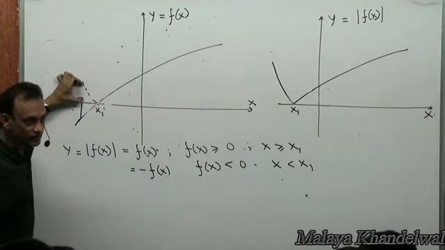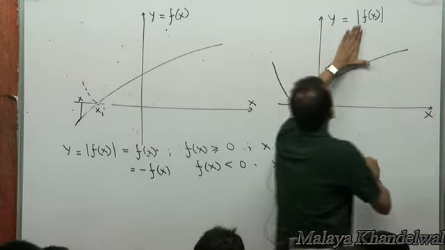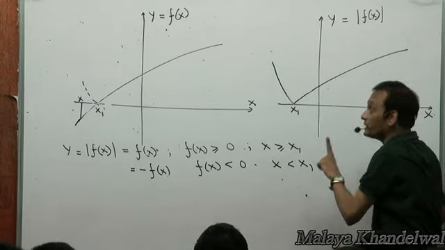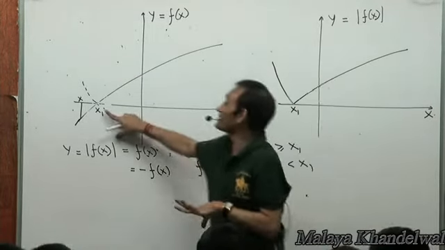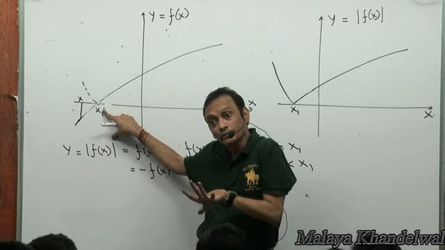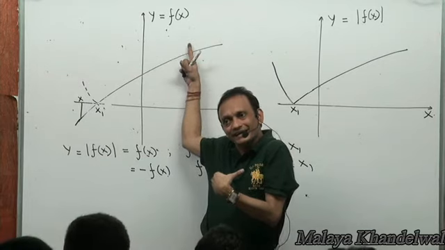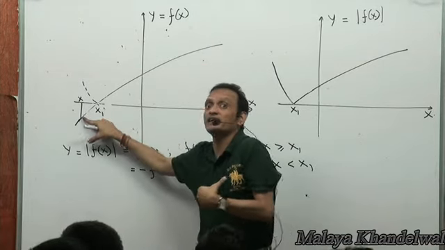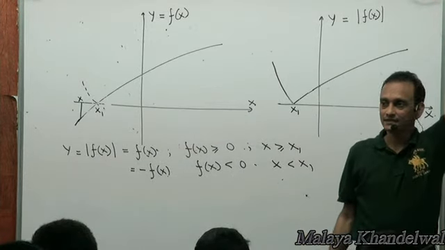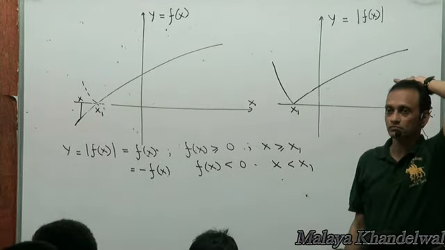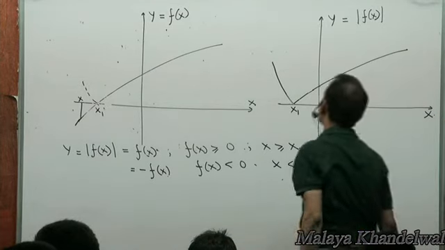Right? Are you confused? No? So, given the graph of y equal to f(x), notice where f(x) changes sign. In this case, f(x) changes sign at x1. So the portion of the graph above the x-axis will be retained, but the portion below the x-axis will get reflected about the x-axis. Yes or no? Just make a formal note of it.